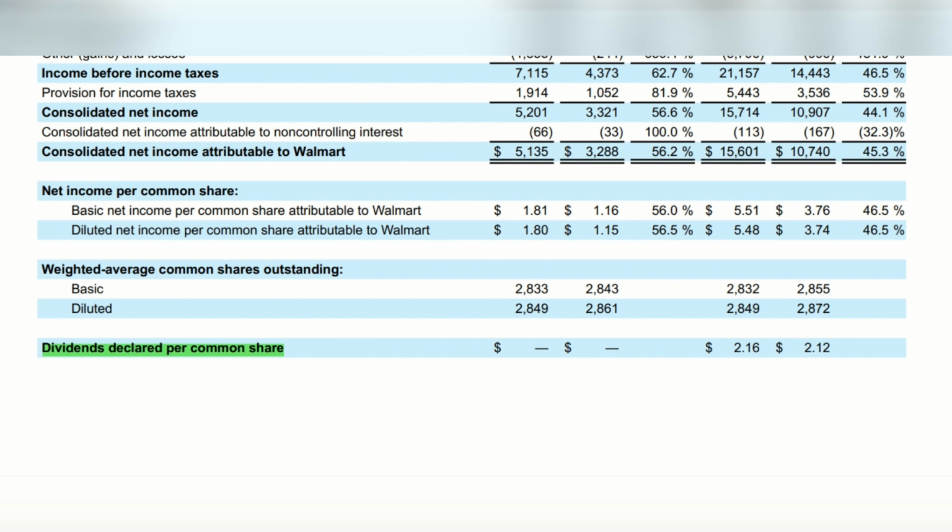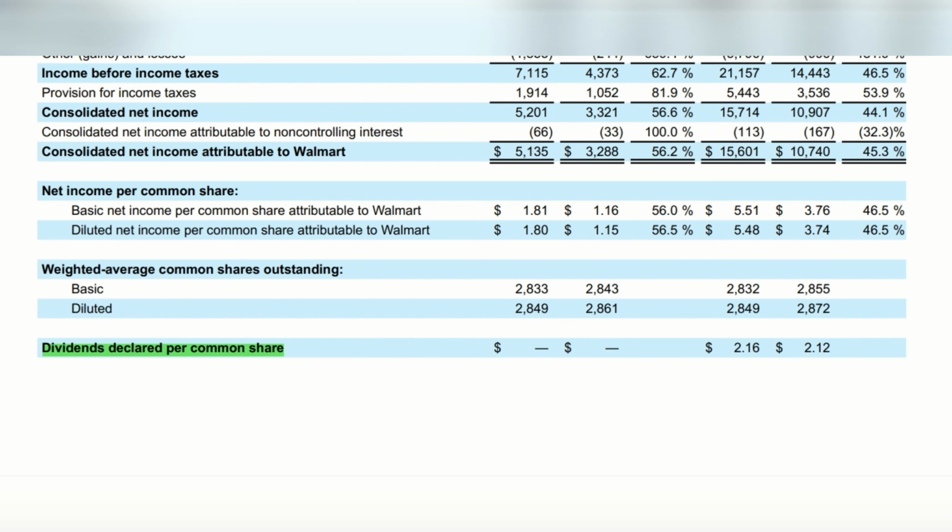You can see here Walmart didn't declare any dividends in this quarter, which I'm not so sure about. I think they always pay a dividend, 55 cents, something like that. It could be because they declare that dividend at the start of the year. It wasn't actually declared here. But I think if you look, they did actually pay one in the end.